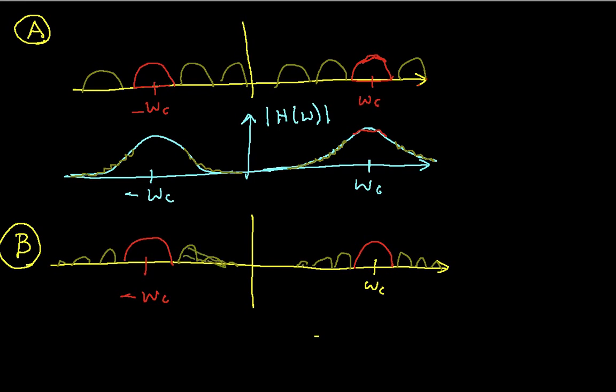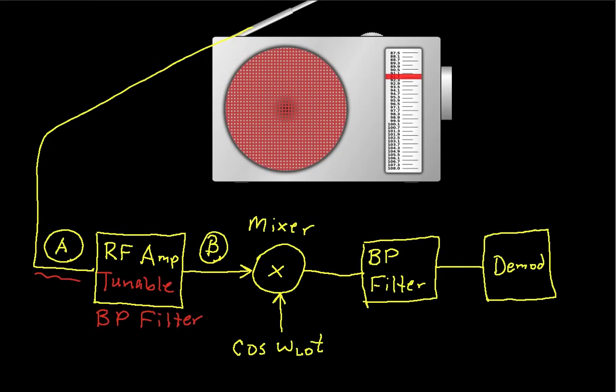They're not gone, but they're the junk we don't want to listen to. Okay. And so at the output of my RF amplifier, I have something that looks like this. And now I need to look at what happens in the mixer. So what comes out of the mixer?